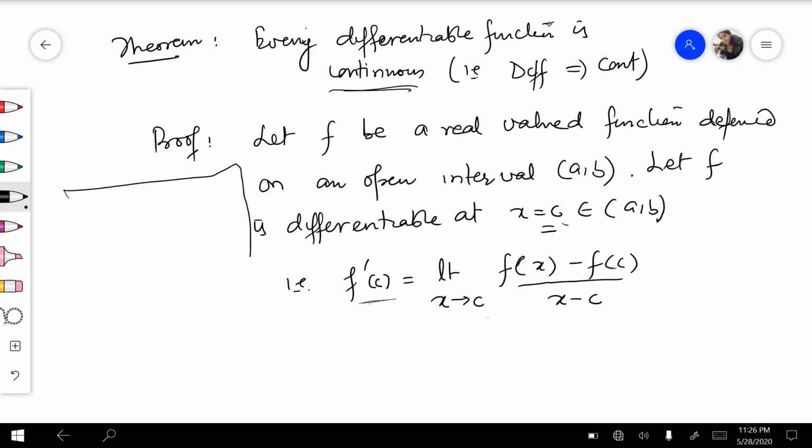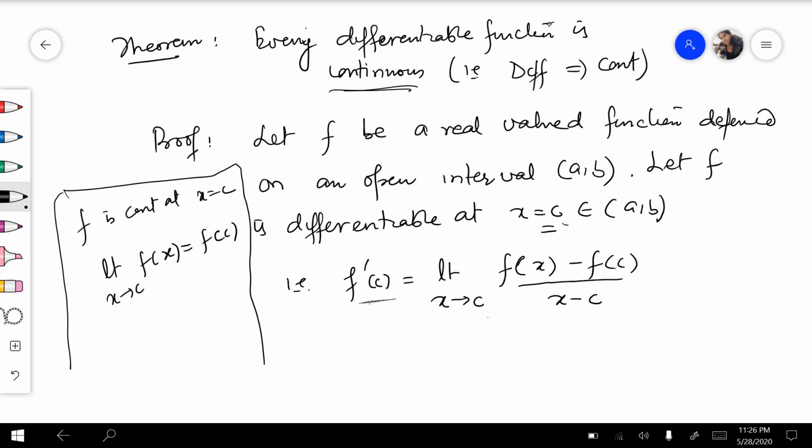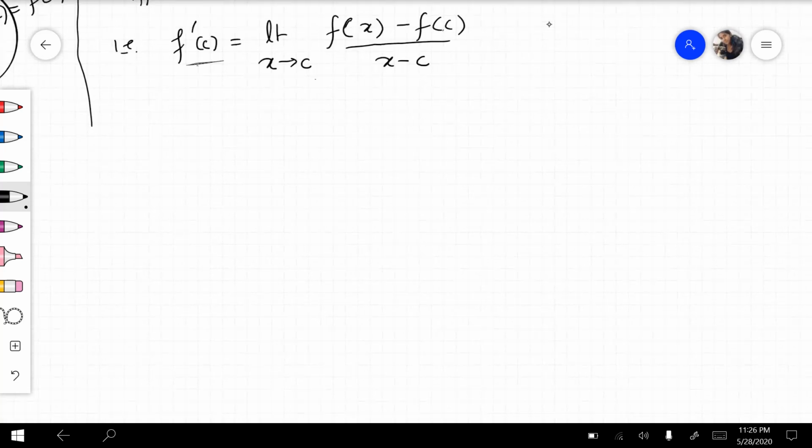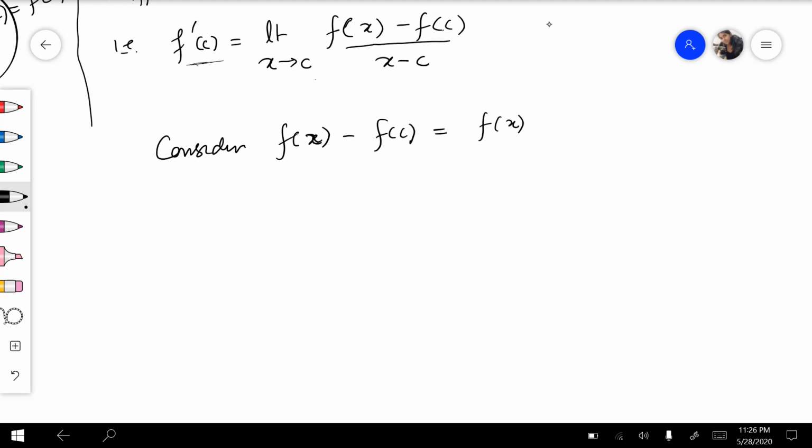If you remember the definition of continuity, there we have defined that a function is continuous at x equals c if limit x approaches c of f of x is equal to f of c, if this limit exists finitely. So we shall prove using this concept that this function is also continuous. So for that, consider f of x minus f of c. This will be equal to f of x minus f of c upon x minus c into x minus c.